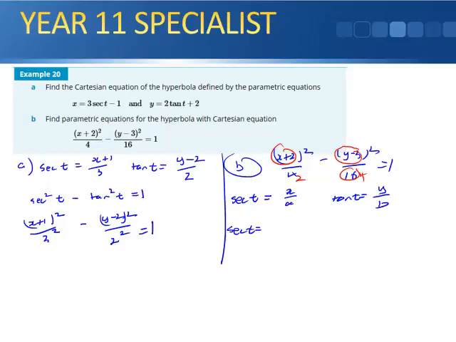So I've got sec t equals x plus 2 over 2, and I've got tan t equals y minus 3 over 4. Rearranging, I'll get x equals 2 sec t minus 2 and y equals 4 tan t plus 3.